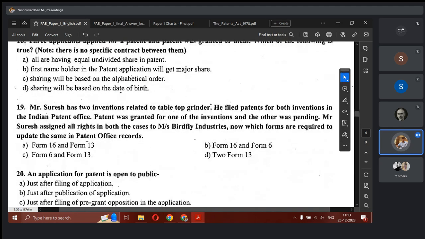So moving on, 19. Mr. Suresh has 2 inventions related to a One table. Note from previous question.